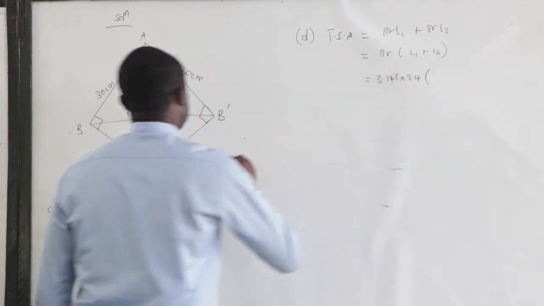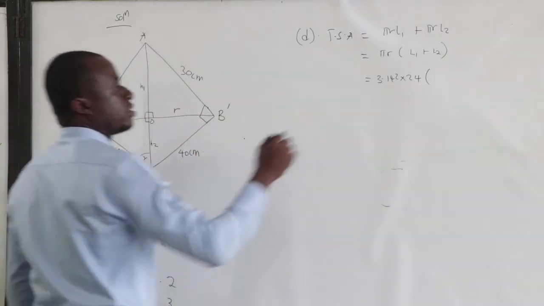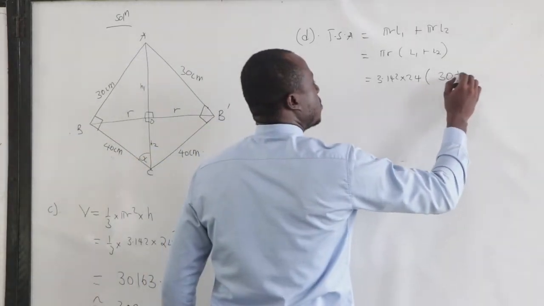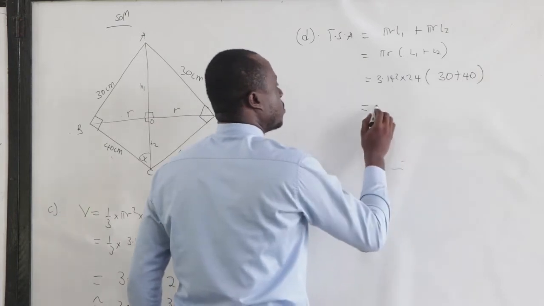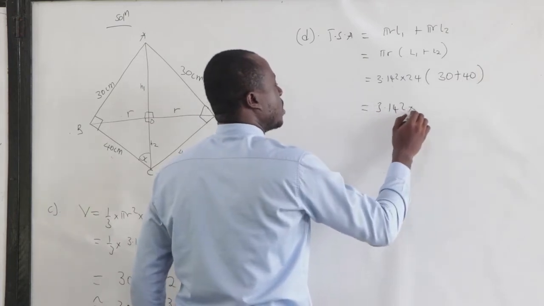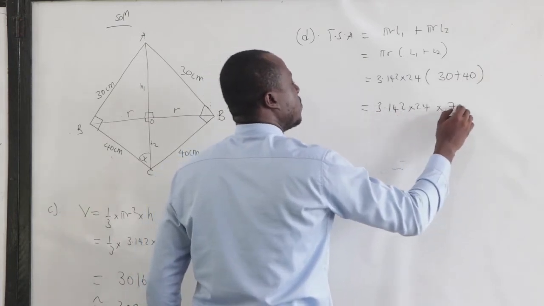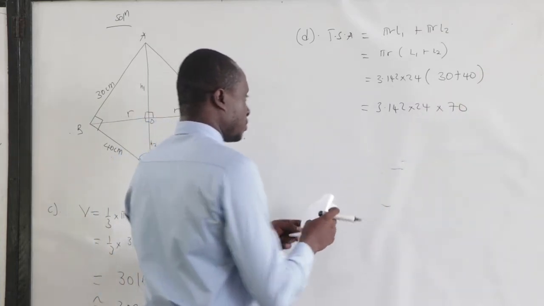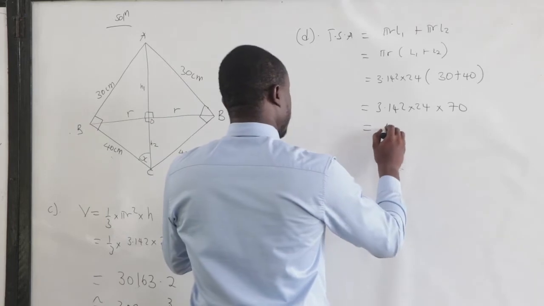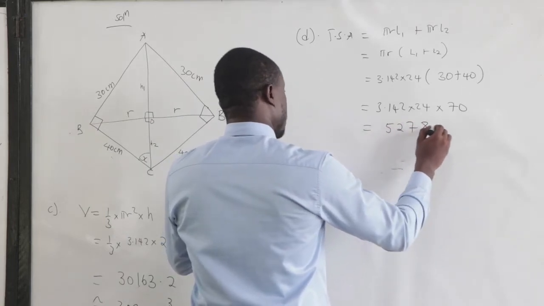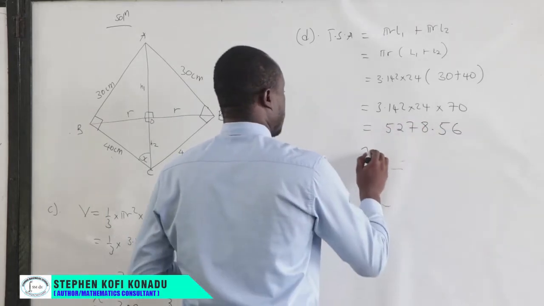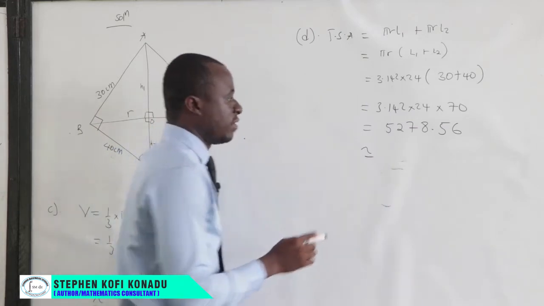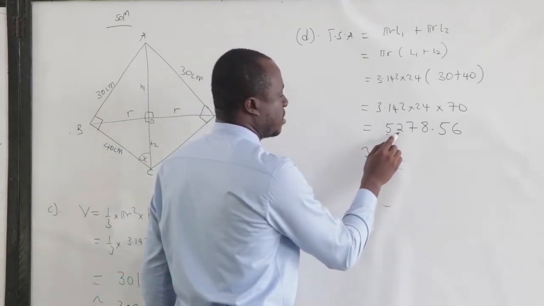Now our L1 is 30 and L2 is 40. So we have 30 plus 40, that is 70. So we have 3.142 times 24 times 70. And when we use the calculator, we are getting 5278.56. Now the question is, it should be to 3 significant figures. This is the first significant, second, and then third.